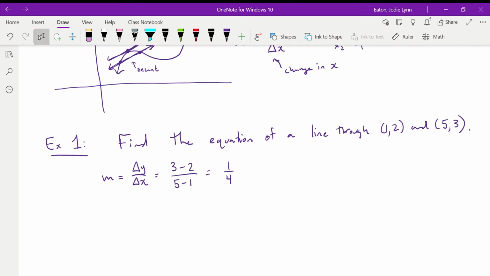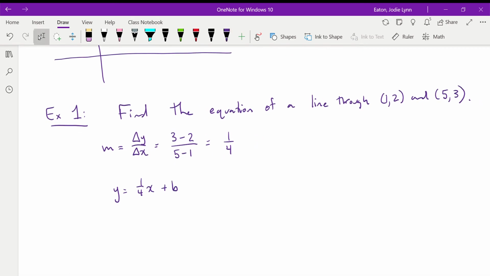And we know that y equals 1/4 x plus b. We'll plug in an x and a y, probably pick the smaller one. So let's plug in x equals 1 and y equals 2. So 2 equals 1/4 plus b. So we take away 1/4 from 2, which leaves us with 7/4 is b. So we can write our equation here as y equals 1/4 x plus 7/4. We could also have used slope point form.